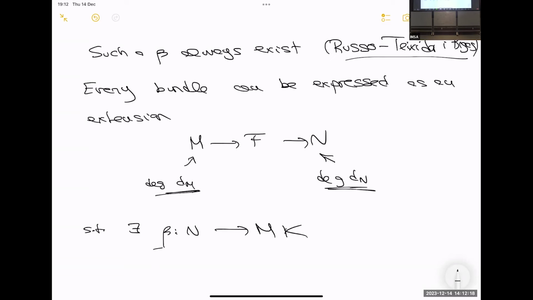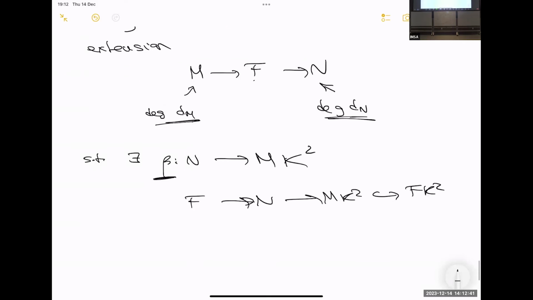So such a map, such a section, in fact gives a nilpotent Higgs field, k-squared. So such a map always gives a k-squared twisted nilpotent Higgs bundle on F, right? Because I just project to n, map to m k-squared, and embed again in f k-squared, and this has given me the nilpotent Higgs bundle that I needed. Okay, so this is always possible.